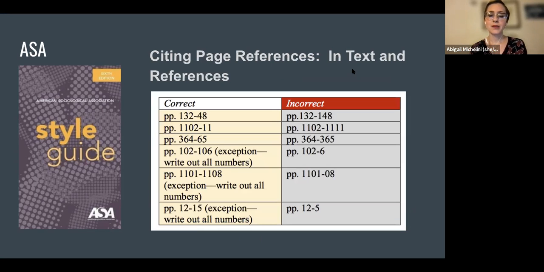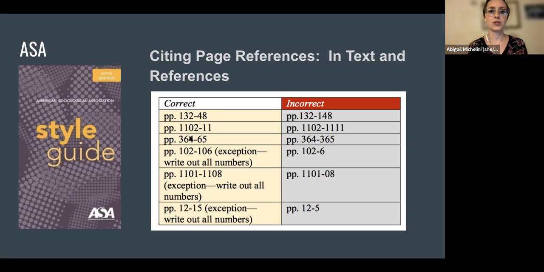Okay, page numbers. Page numbers in ASA have really interesting guidelines. So I always look this up when I'm about to look something up and do the page numbers for it. They have rules for dropping this first number, like 132 to 48. You would drop the 1 because it's the same range, that it's 148 without having to write it out.